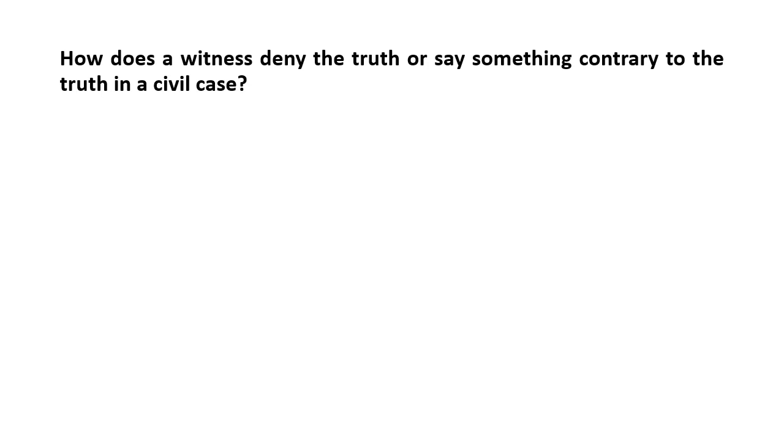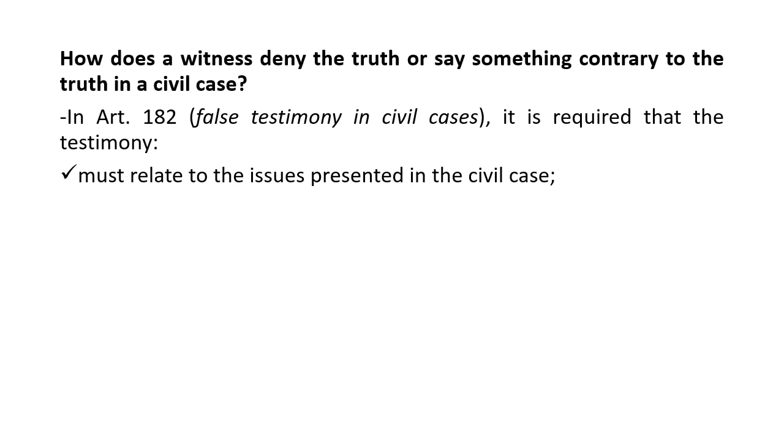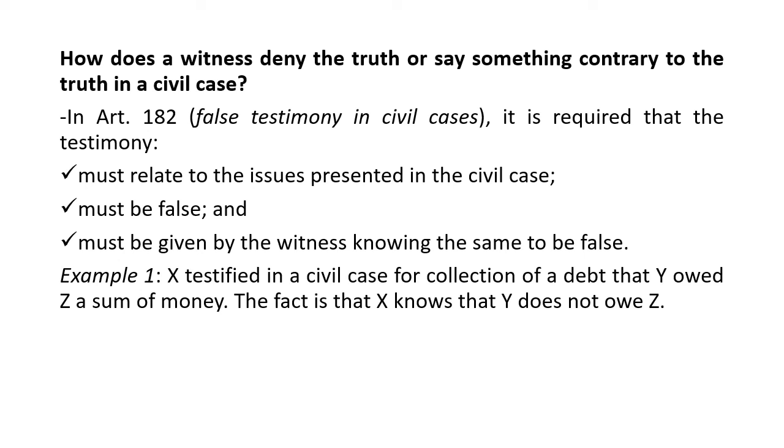As to false testimony in a civil case, let me start by asking this question. How does a witness deny the truth or say something contrary to the truth in a civil case? In Article 182, which is the crime of false testimony in civil cases, it is required that the testimony must relate to the issues presented in the civil case. It is also required that the testimony must be false and must be given by the witness knowing the same to be false. For example, X testified in a civil case for collection of a debt that Y owed Z a sum of money. The fact is that X knows that Y does not owe Z any sum of money, yet he testified that Y owed Z.